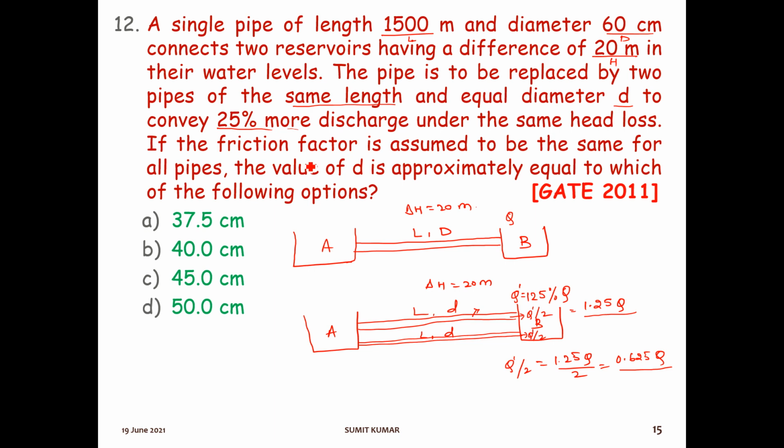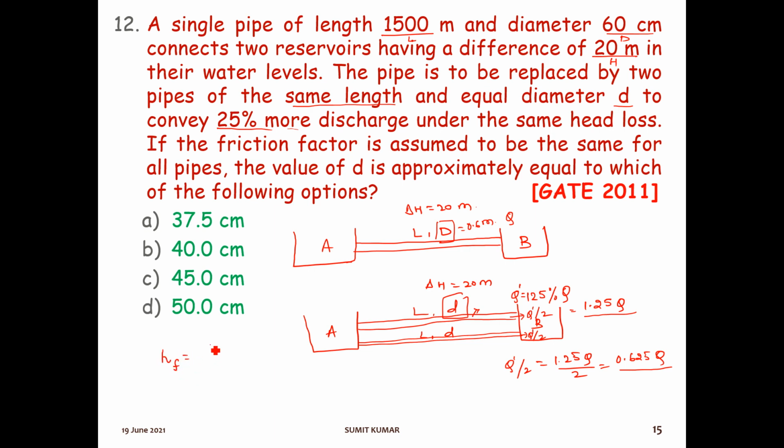Now if the friction factor is assumed to be the same for all the pipes, what will be the value of D, approximately equal to which of the following options? So we need to calculate this diameter D. And this D is given, how much? That is 60 centimeter, that is 0.6 meter. So here, what is the formula for this friction loss?